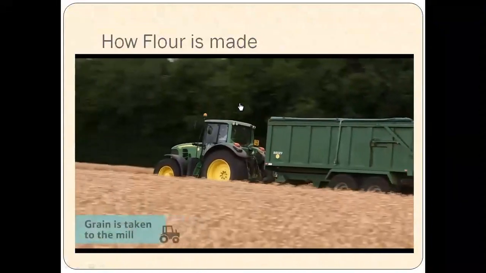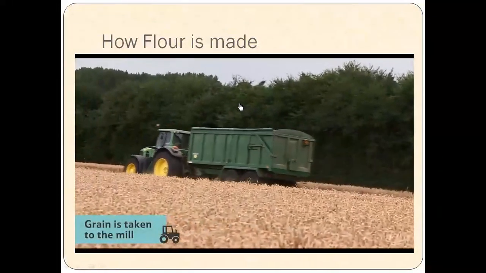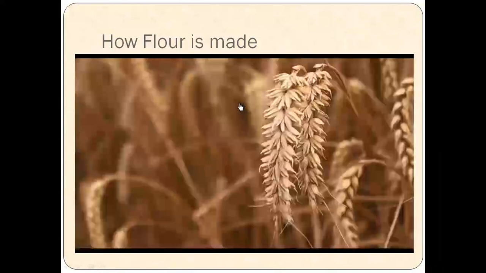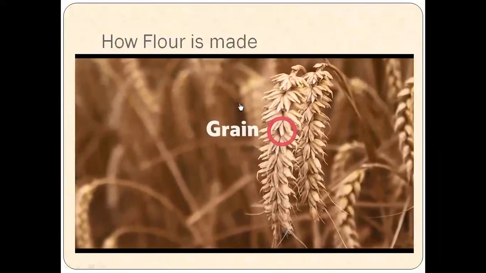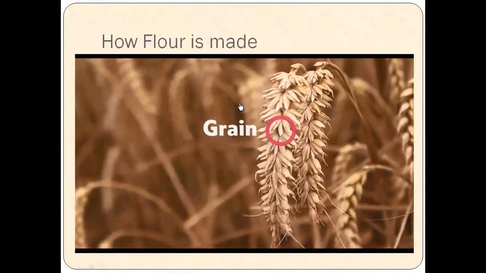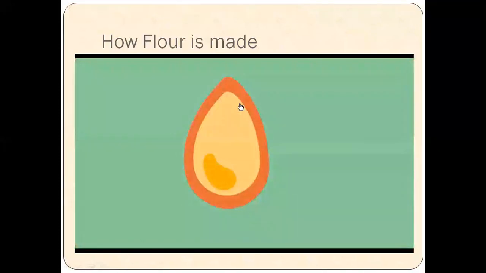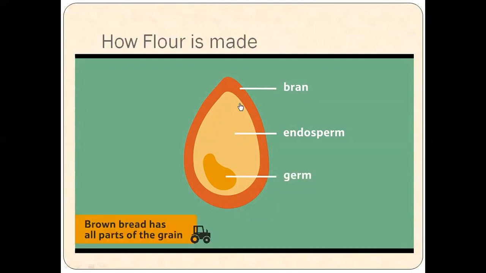Then the grain is taken to the mill, ready to be ground into flour. Each grain of wheat is a seed, which would grow into a new wheat plant if it were put into the soil. The grain has three parts: the bran, which is the outside skin, the endosperm, which is the food store of the grain, and the wheat germ, which is the part of the grain that grows into a new plant if the grain germinates. A loaf of brown bread has all the parts of the grain in the flour.